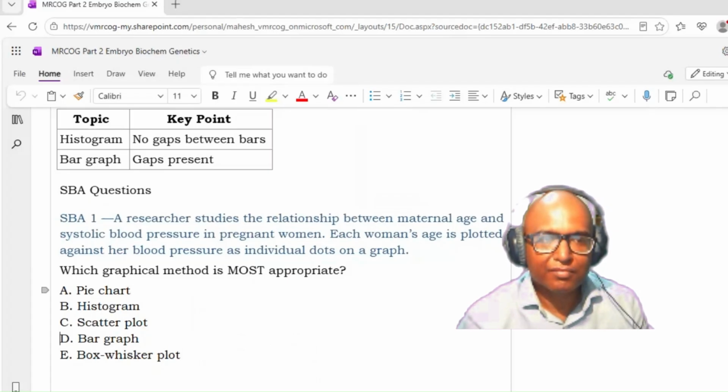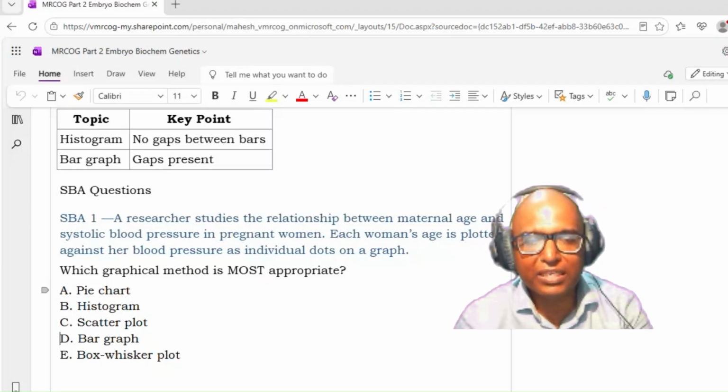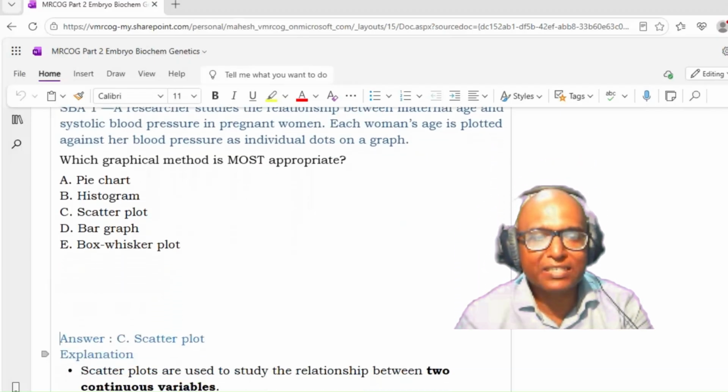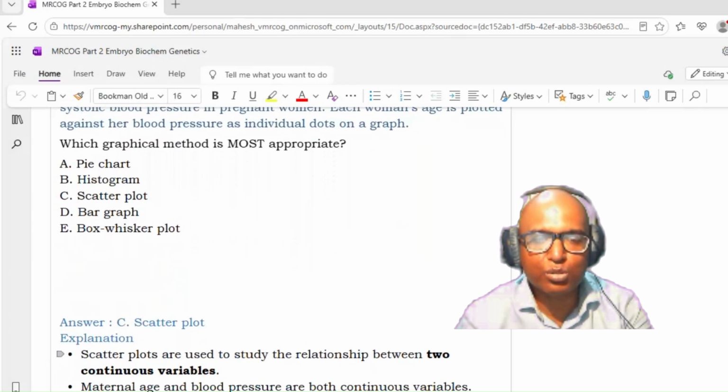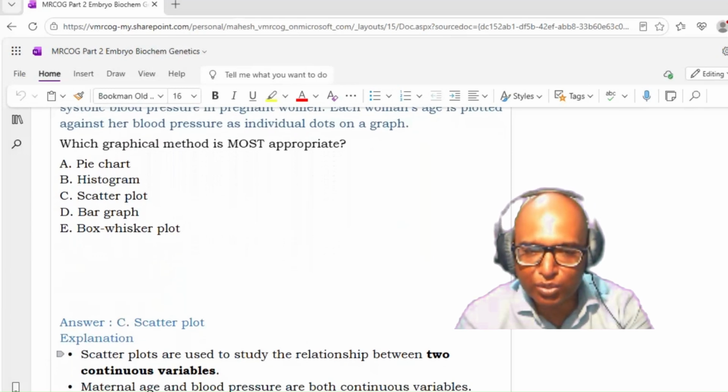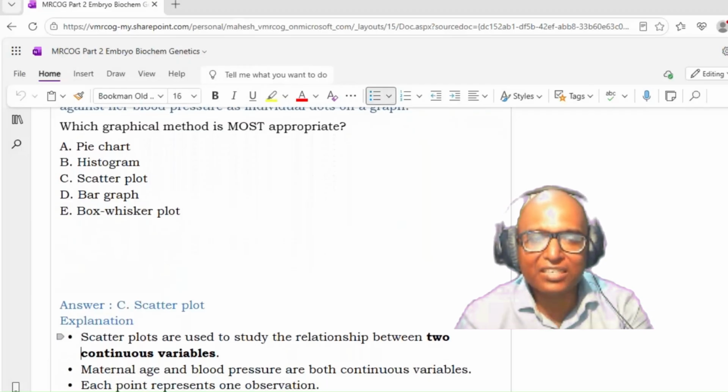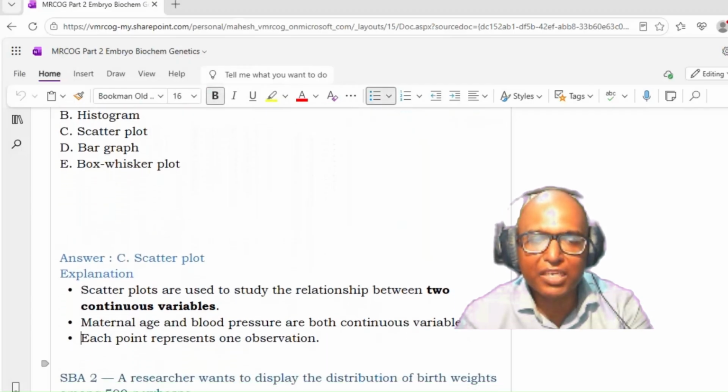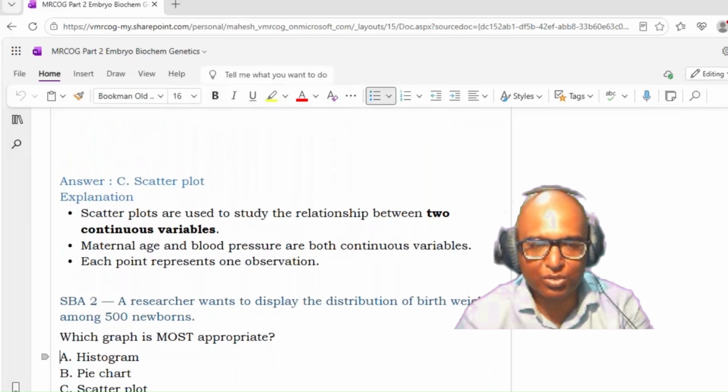Sir, it is scatter plot. Yes, because you are dealing with two variables. So it should be scatter plot. Scatter plots are used to study the relationship between two continuous variables. Maternal age and the blood pressure are both continuous variables. Each point represents one observation.